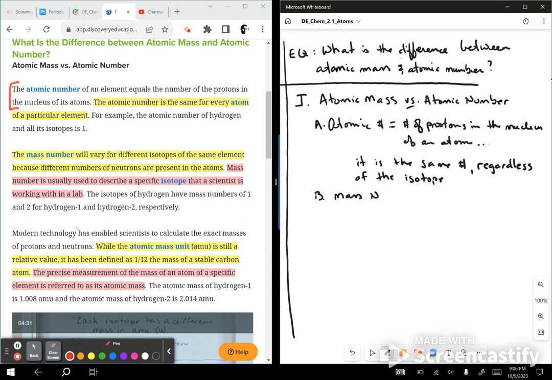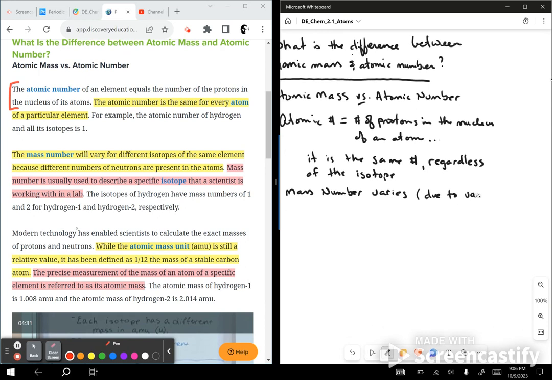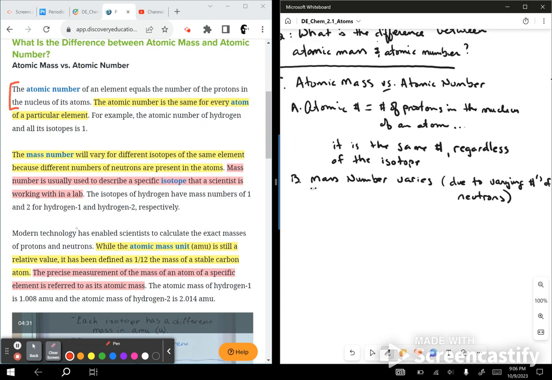Mass number varies due to varying numbers of neutrons, right? And that makes your isotopes. Mass number is usually used to describe a specific isotope, okay? So, especially used to refer to an isotope of interest.